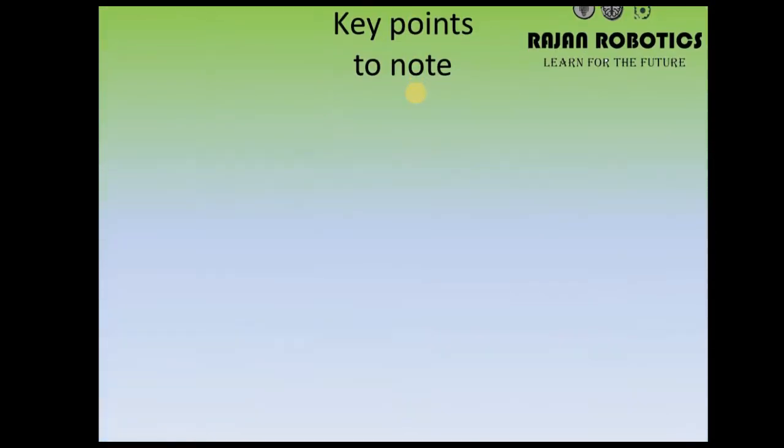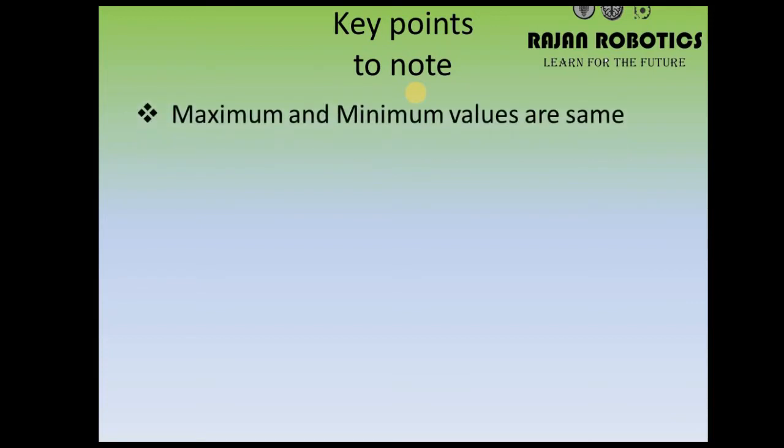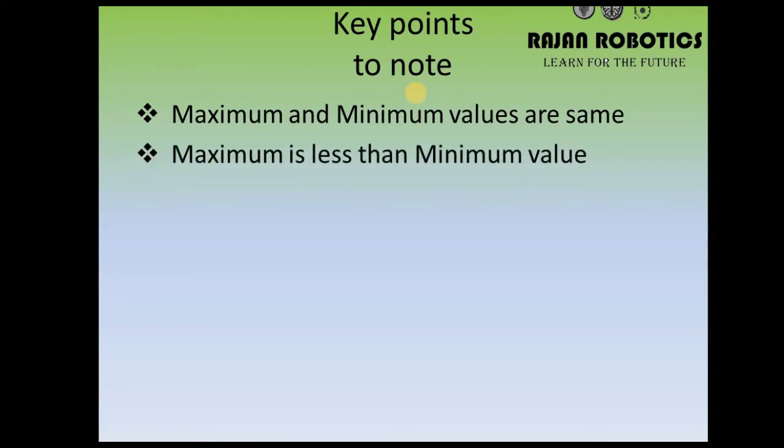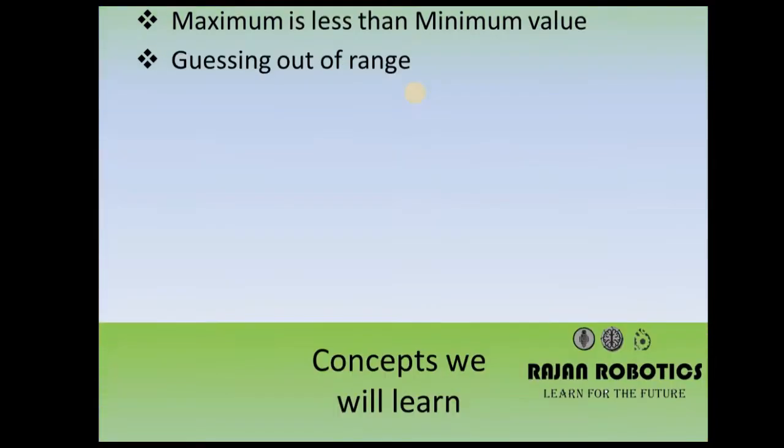The key points to note are: the maximum and minimum values may be the same. Sometimes the user may enter the same numbers, or a maximum that is less than the minimum value. At that time we have to throw an error and ask the user to re-enter the value. And the user may also guess a value out of the range.